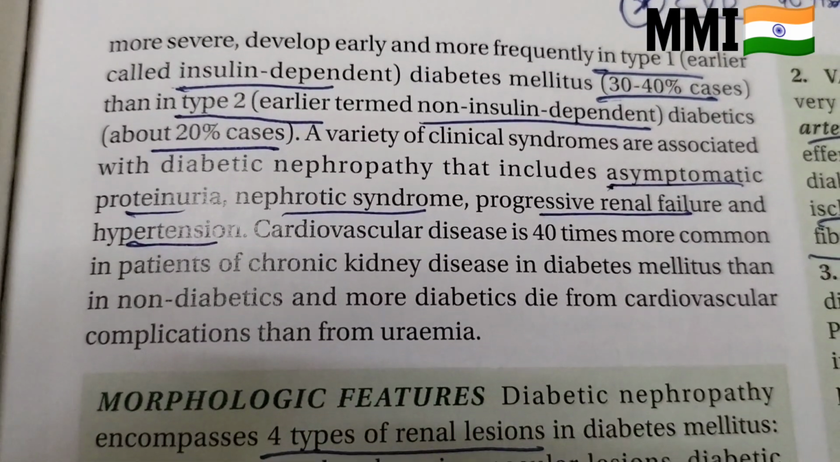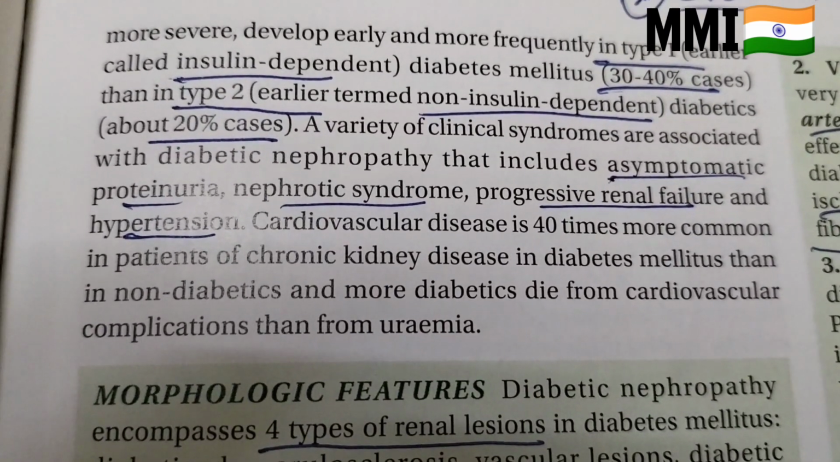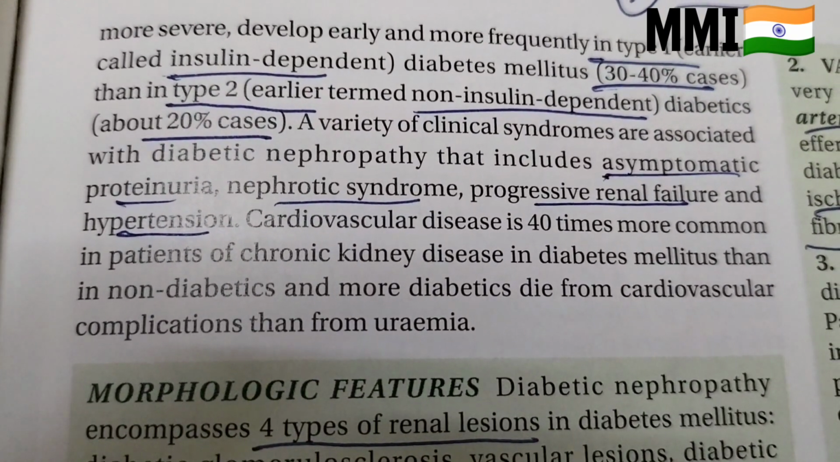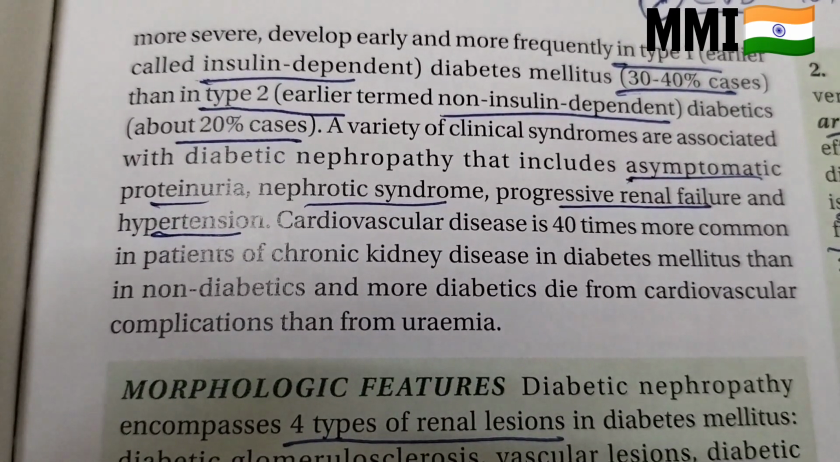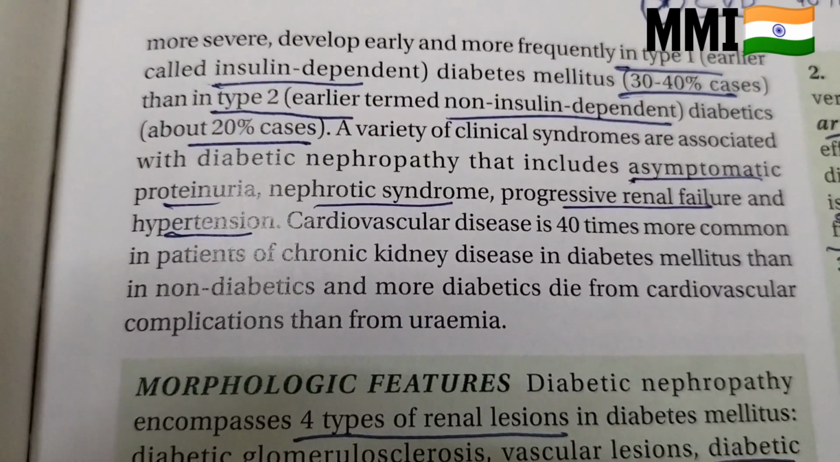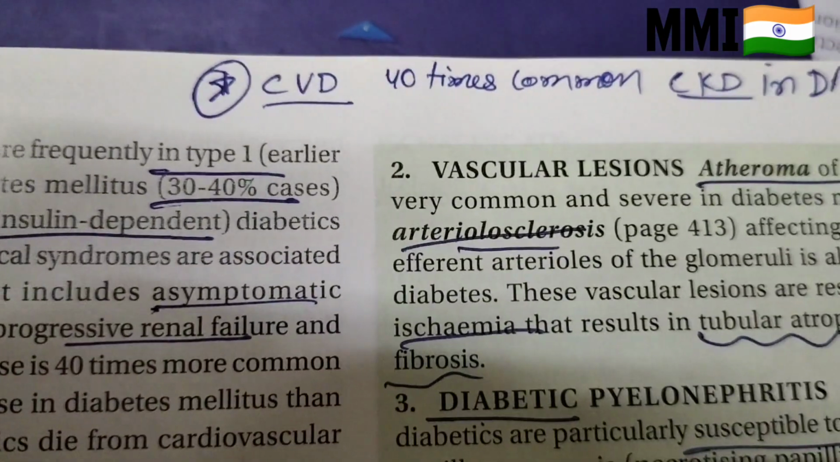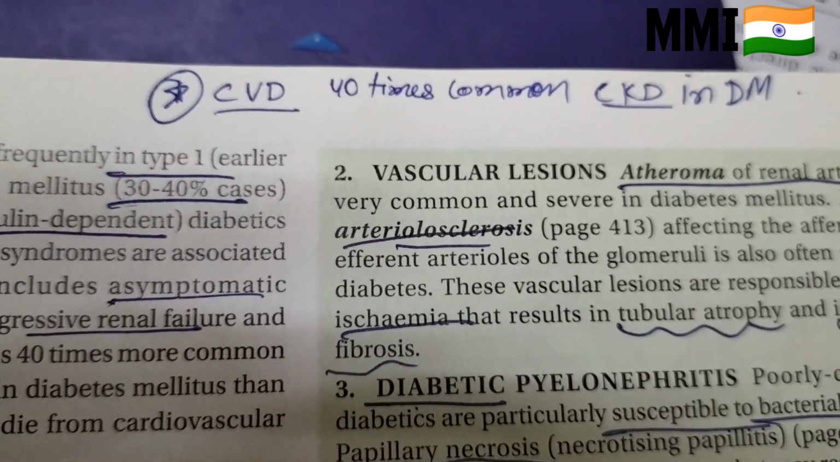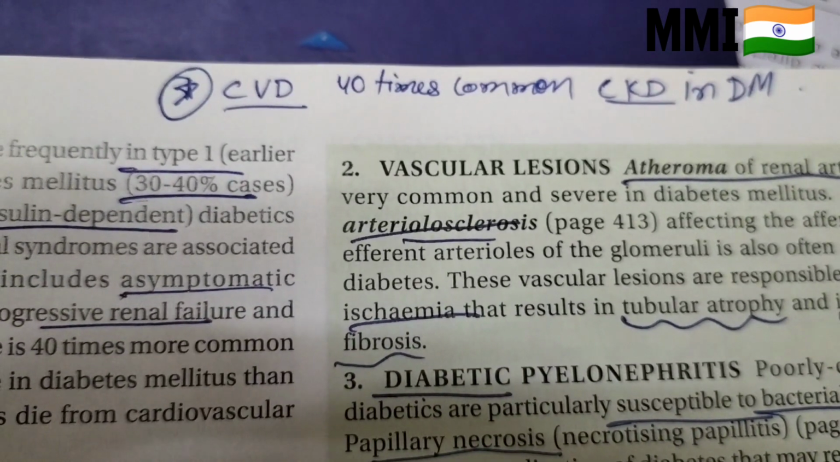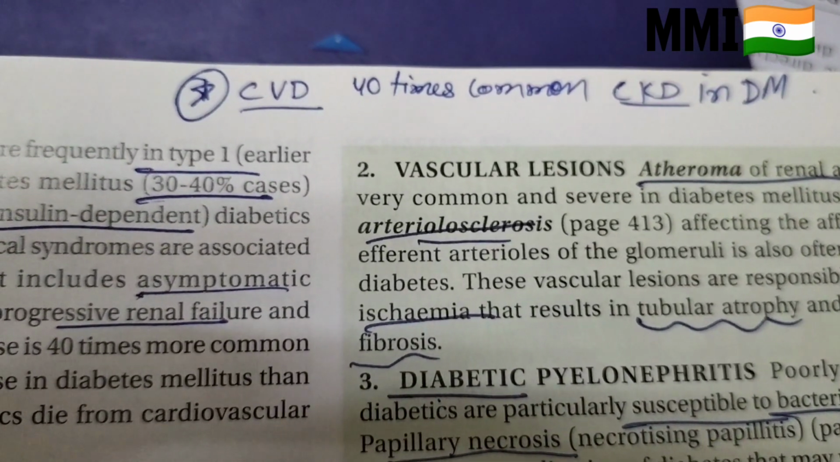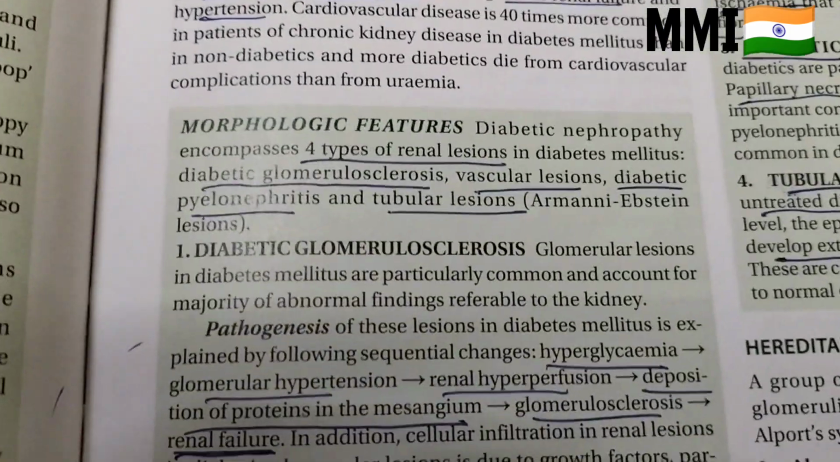Diabetic nephropathy includes asymptomatic proteinuria, nephrotic syndrome, progressive renal failure, and hypertension. These are the clinical features of those diabetic patients who show renal involvement. Those who have chronic kidney disease and also have diabetes mellitus are more prone to cardiovascular disease, 40 times more prone.